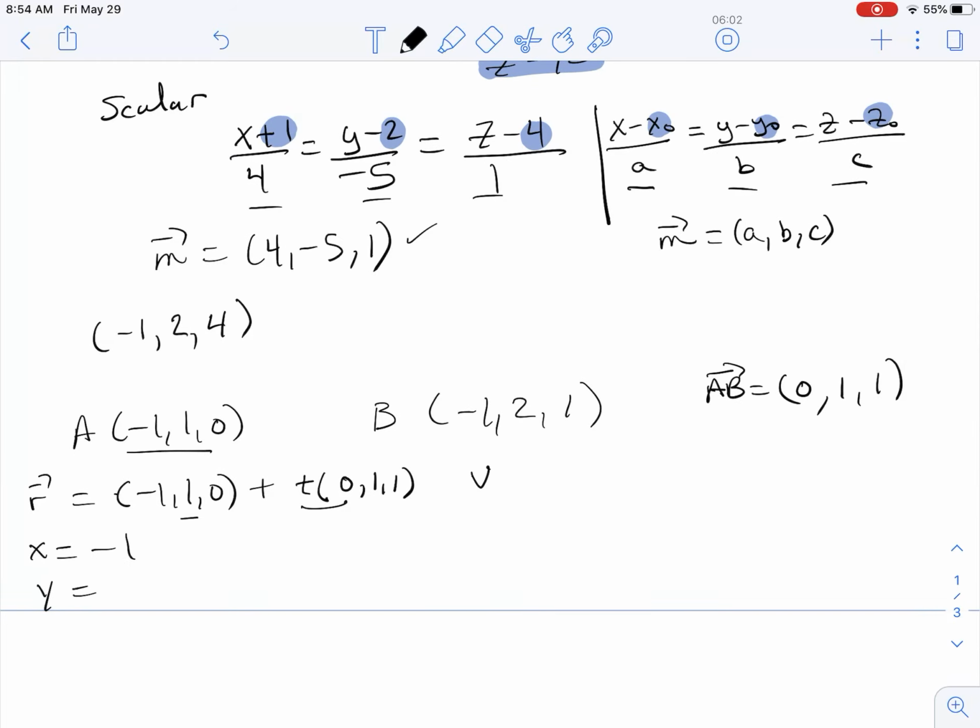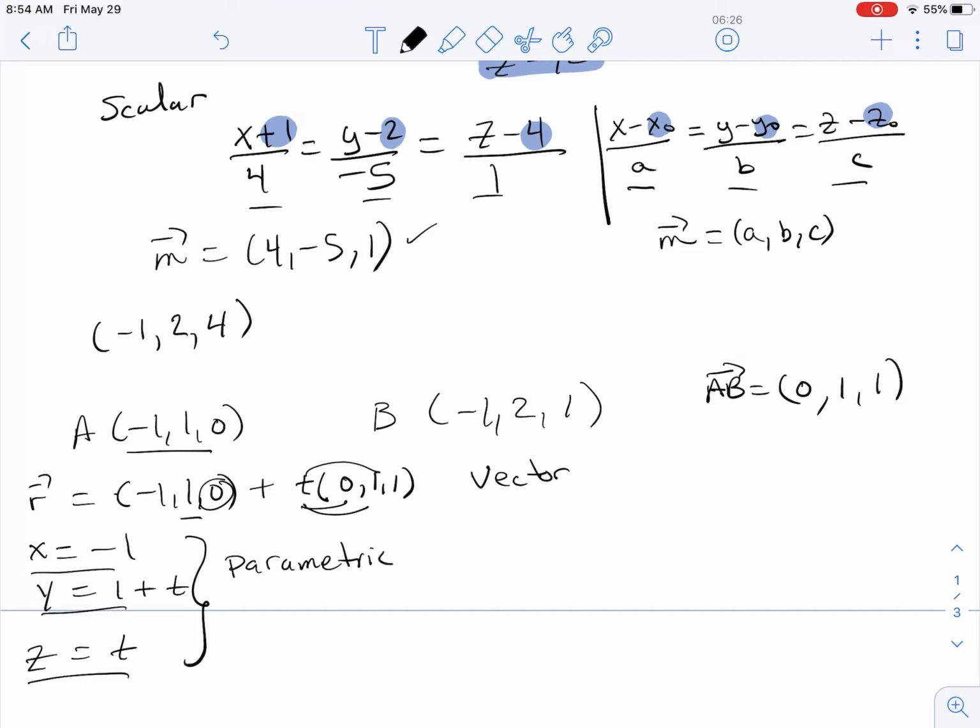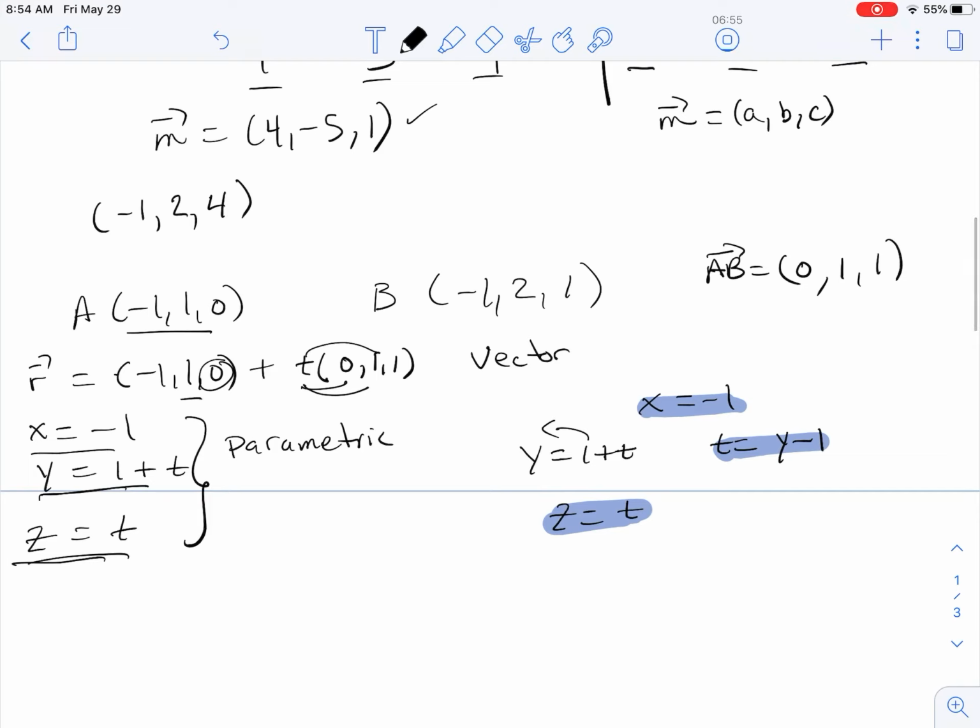Here, t times 0 is just 0, so x stays at negative 1. For y, t times 1 is just t, and for z, I have 0 plus t, so z equals t. So here's the parametric. Let's take each of these and solve for t to get the scalar. For the first one, x equals negative 1, there is no t variable. The second one, I can solve for t, so t equals y minus 1. And the third one is already solved for t.